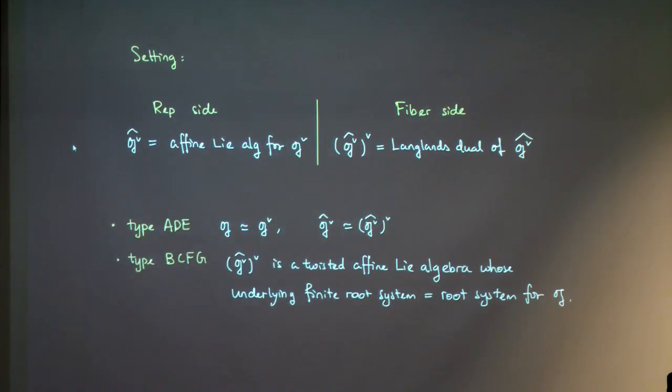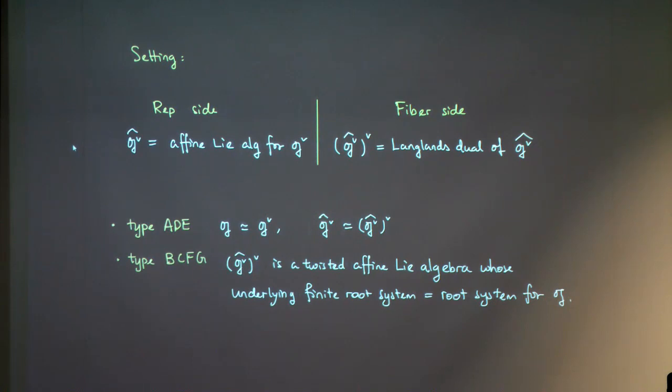Okay, and the setting we're going to be working with, so I told you I want to match some representations with fixed points in Springer fibers. So on the representation side, I will be working with affine Lie algebras associated to the Langlands dual of G. And then on the fiber side, I will take the Langlands dual of this affine Lie algebra.